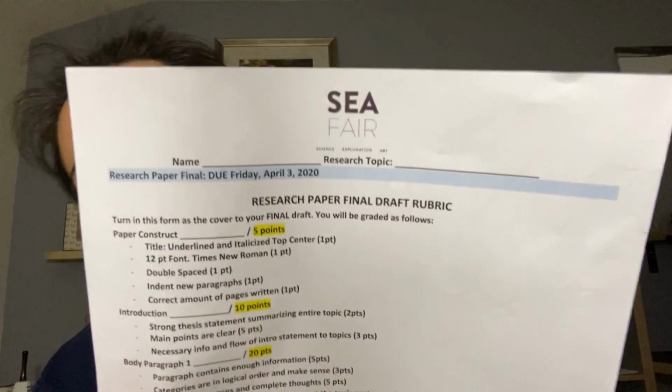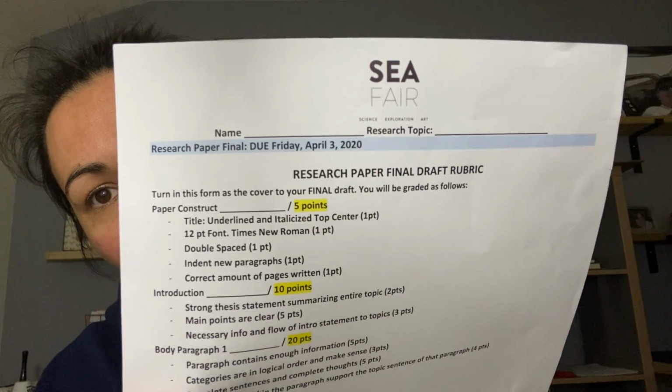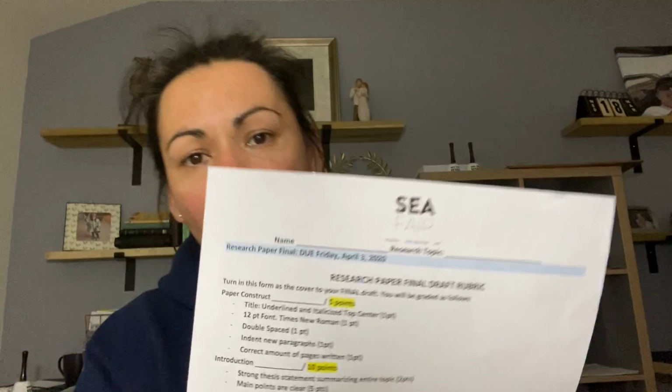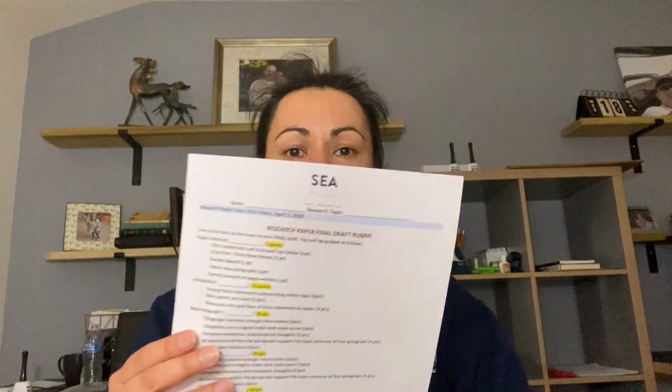So remember, this is also going to be important. This is the final, okay? Final paper rubric. And this is gonna have all the different points for all the stuff that you guys are gonna have in your research paper.